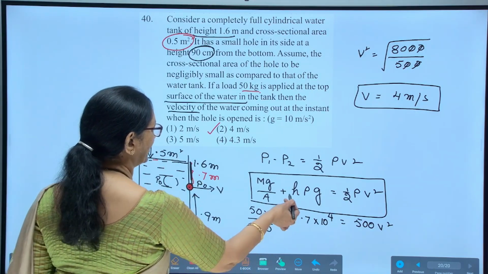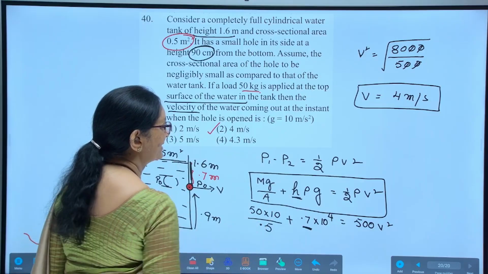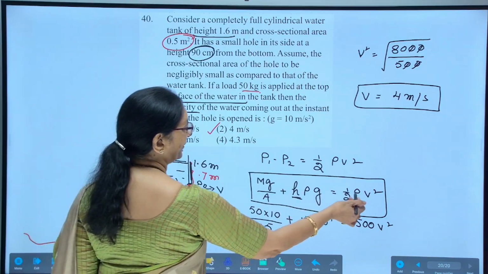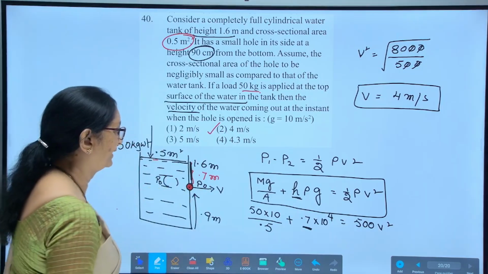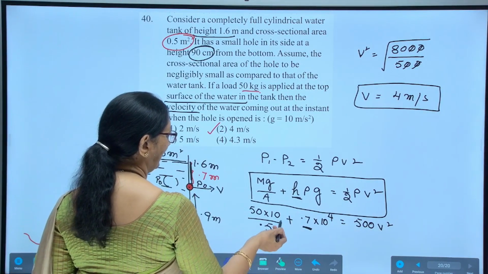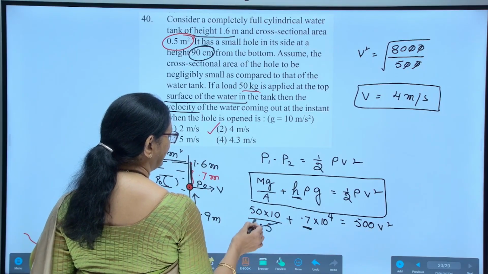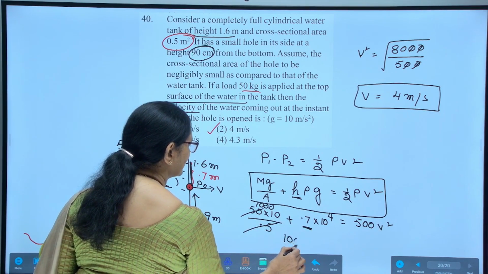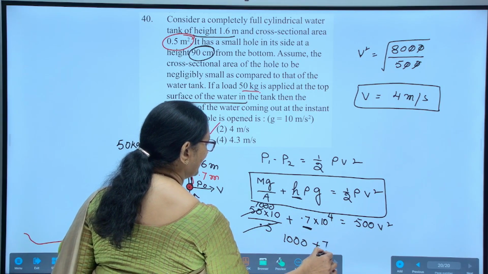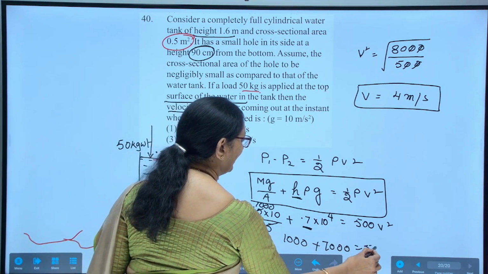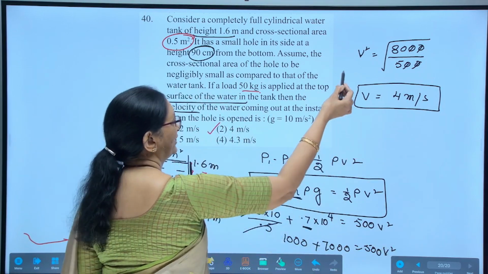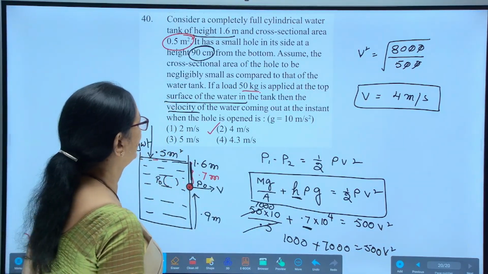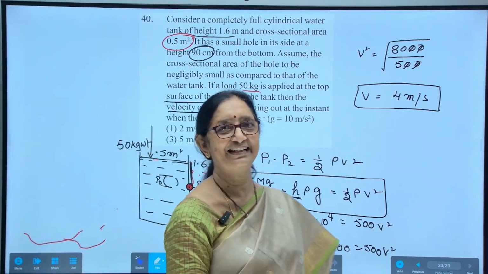So, h rho g: h is 0.7, rho is 10 power 3, into g is 10. So, 0.7 into 10 to the power of 4, and half rho is 1000 by 2, that is 500 v square. On simplification, this gets cancelled 100 times. So, this is 1000 plus 0.7 into 10 power 4, that is 7000, equals 500 v square, from which v square is equal to 8000 by 500, under root. So, 16 under root, it is 4 meter per second. That is exactly the answer.